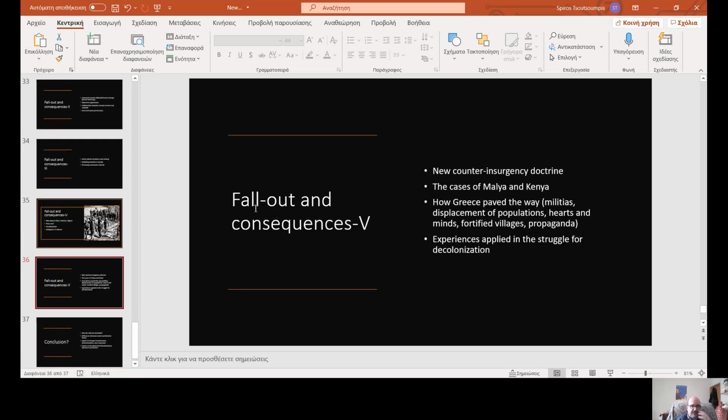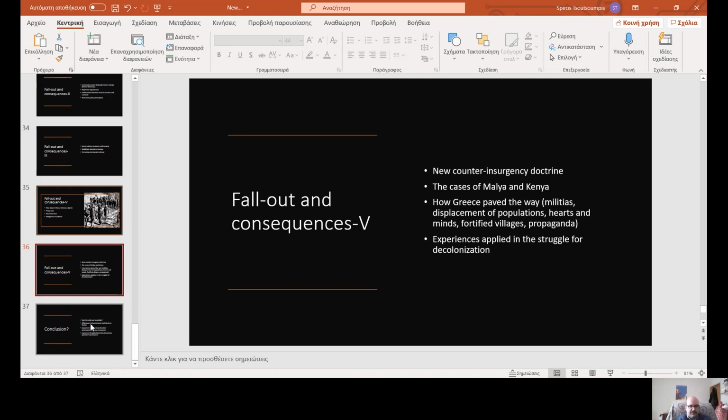And also they use the same methods. For instance, the methods used by the communists and the anti-communists in Greece are replicated across Asia, Africa, and Latin America. In Malaya and Kenya, where there are widespread communist insurgencies, the British respond by using, as the Greeks did, militias and paramilitaries. They displace population. They also use aid, and they try to rebuild infrastructure in order to win the hearts and minds of peasants. They also create fortified villages. They use anti-communist propaganda. So the experience of Greece is applied all over the world in these proxy wars and in the struggles for decolonization.